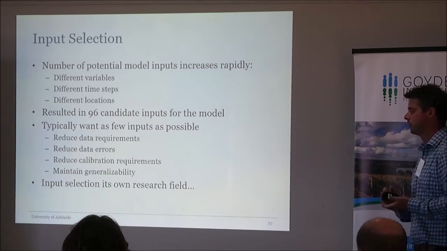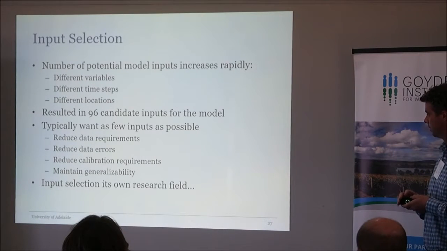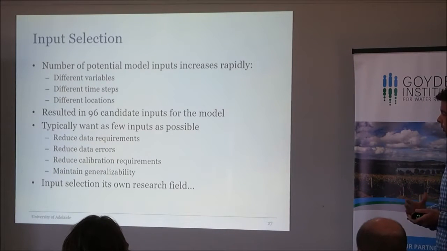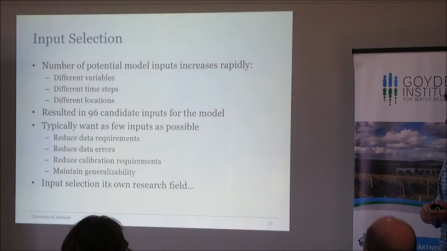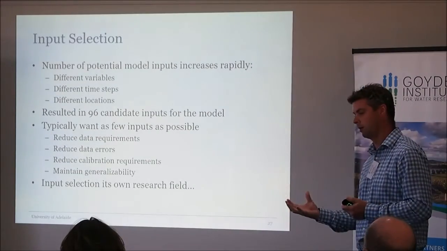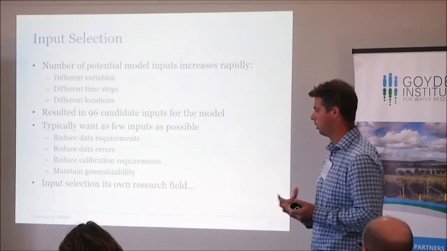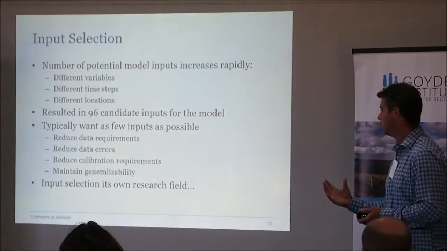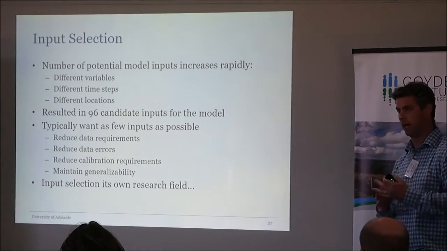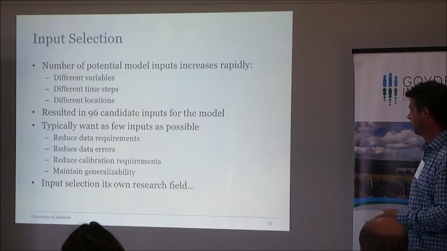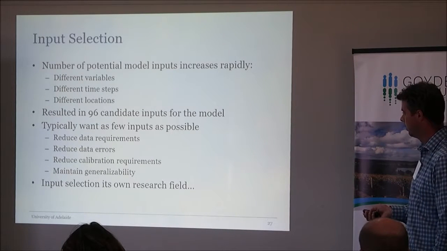But generally we don't want to use that many because you've got to collate all that data when you want to use it. Each one of those inputs brings in its own measurement error or some error, so that can propagate through your model. The bigger the model, the harder it is to calibrate, so we want to make that as easy as we can.